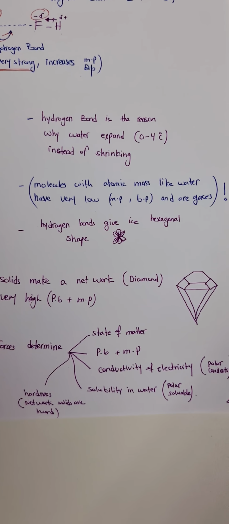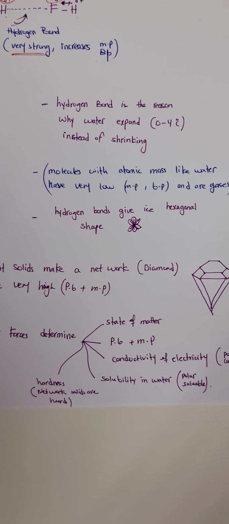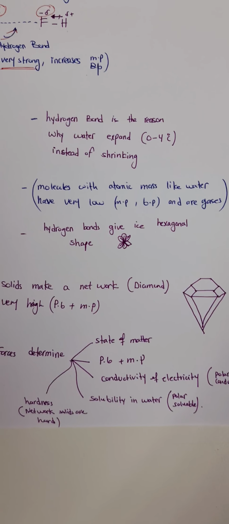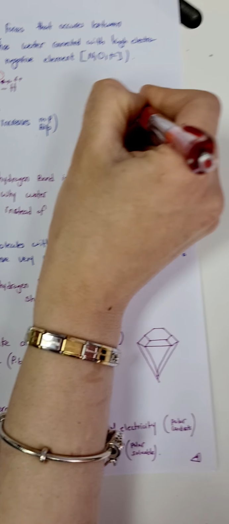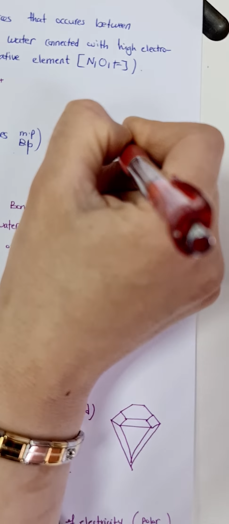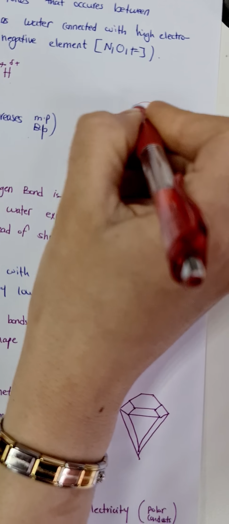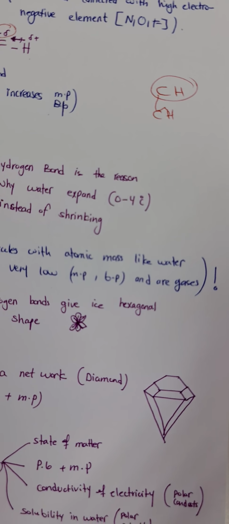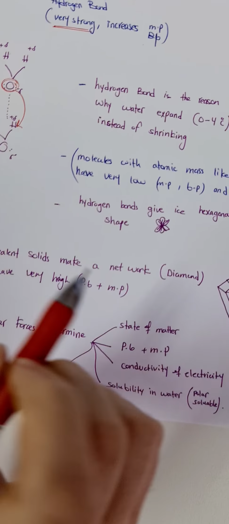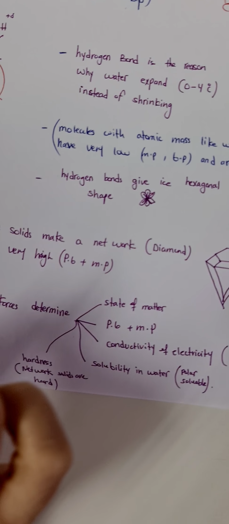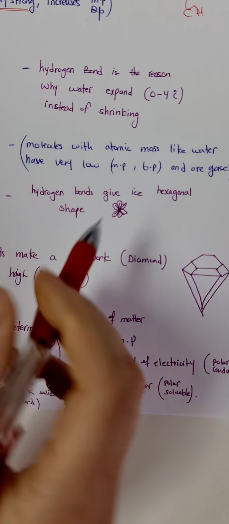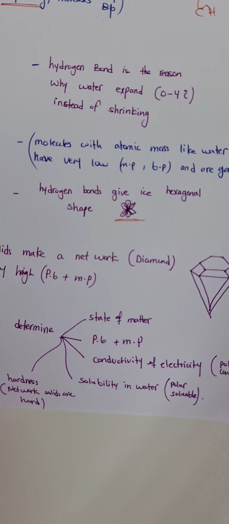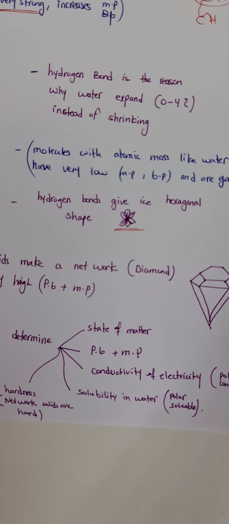Okay, the hydrogen bond should be between polar molecules. I can't say that I have a hydrogen bond between, for example, CH and CH. No, because CH is already not polar. Also, the hydrogen bond gives the shape of the crystals of ice, because you know the ice has a hexagonal shape. Due to what? Due to the hydrogen bond.